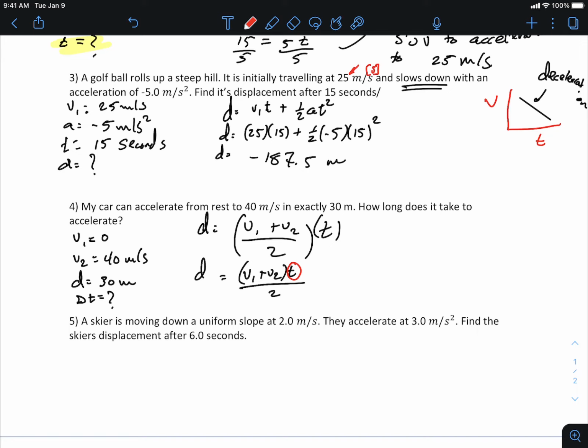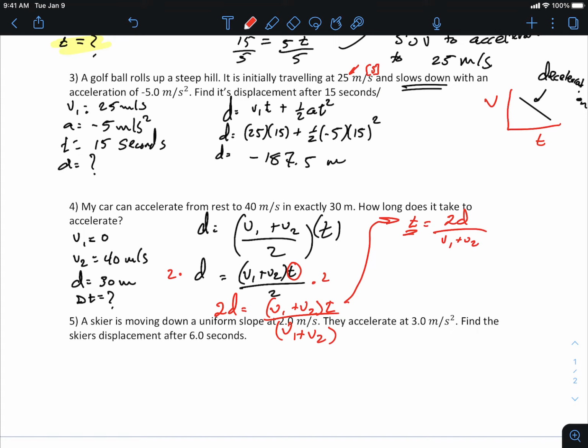At this point, I'm just trying to get t by itself. Okay? And you say, okay, well, I can multiply both sides by 2. So you're going to get 2d is equal to (v1 plus v2) times t. And you're like, okay, what's next? Well, I could divide both sides by v1 plus v2, right? So I'd get an algebraic expression that said 2d divided by (v1 plus v2), that's equal to t.